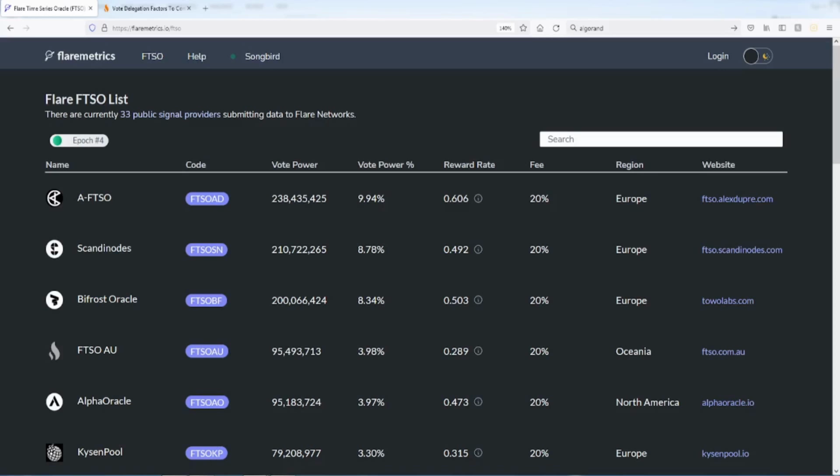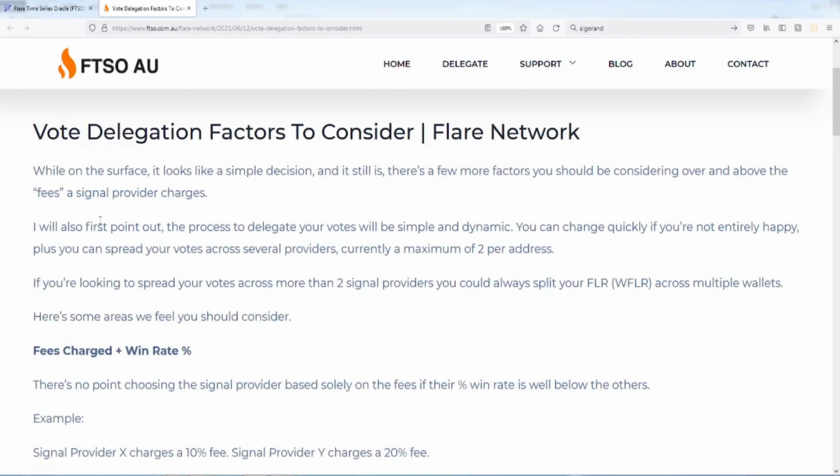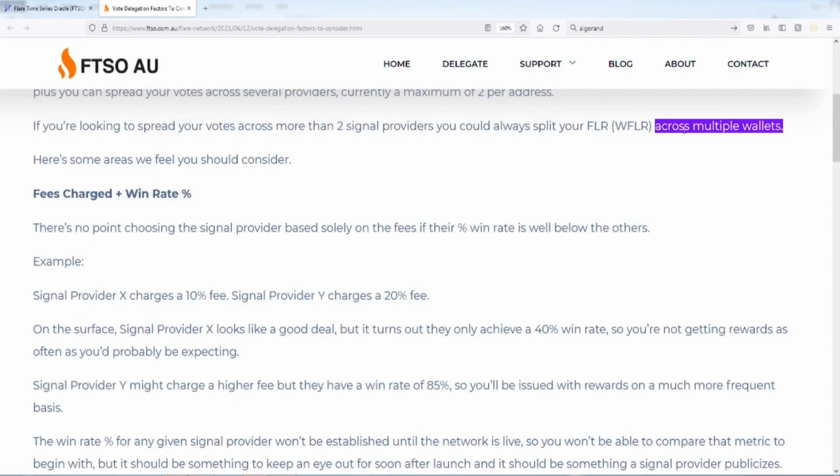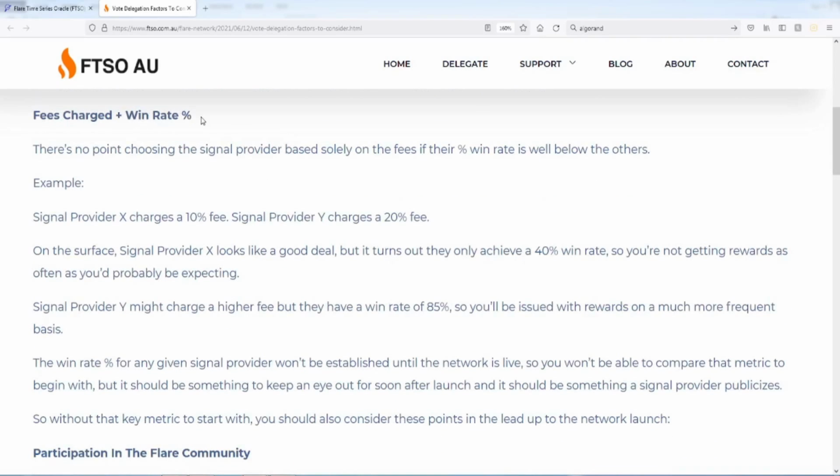What else here? Here is an additional article from FTSO AU, vote delegation factors to consider on the Flare network. They're telling you that you can only delegate to two signal providers, and if you want, you can create multiple wallets. I don't understand why they allow multiple wallets and only two signal providers. They need to increase this number. Anyway, later on they may add a win rate percentage, so you can read here how it's going to play out if you're curious enough.